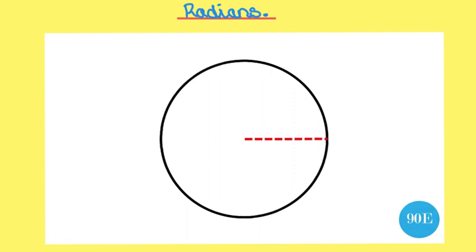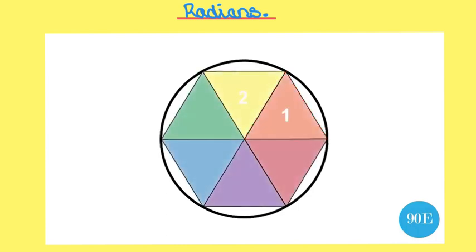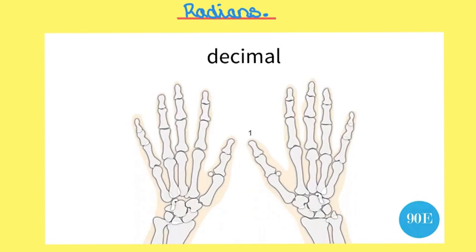If you were to take the radius of a circle and use it to draw an equilateral triangle, that is a triangle that has identical sides and identical angles, you'd find that you could fit 6 of them within a circle. So why don't we say that there are 6 degrees in a circle? Well, the current system that we use in economics and daily life is the decimal system, which has a base of 10, and it's thought that this in part may be because we have 10 fingers and 10 toes.